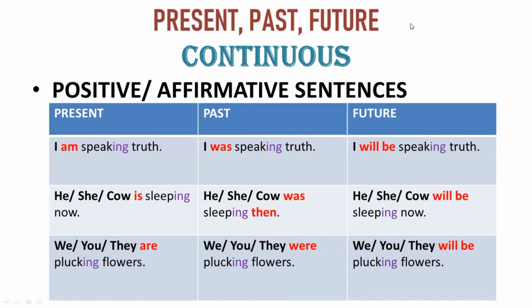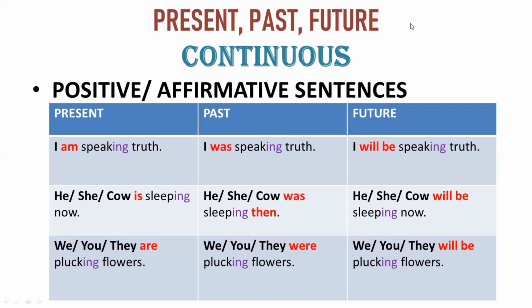When we move from present to past, there is only one change, and that is the change of helping verb. In some cases, as in the second sentence, you can observe that there is use of now. And this adverb now has to be changed into then when we move from present to past. So these are minor changes which have to be kept in mind. So the first sentence becomes, I was speaking truth. Second, he, she, cow was sleeping then. And third one, we, you, they were plucking flowers.